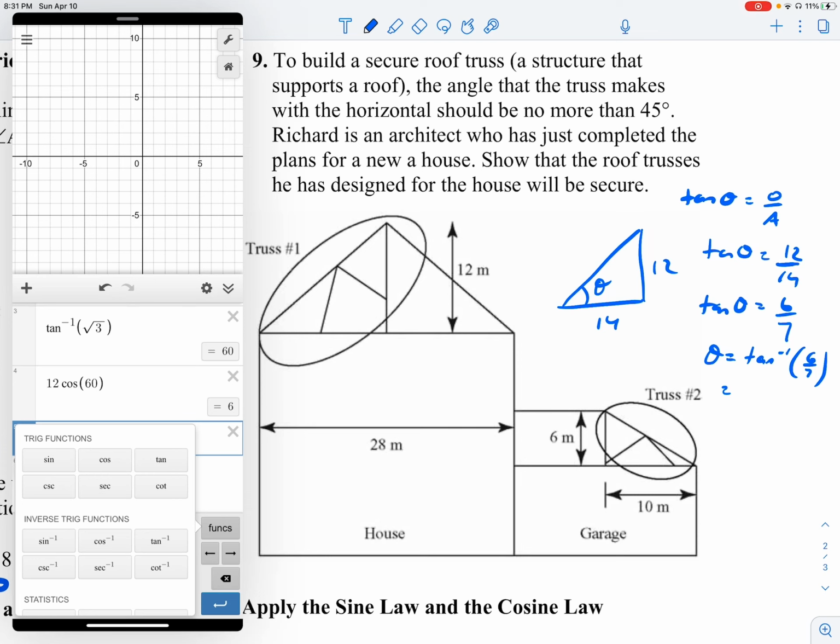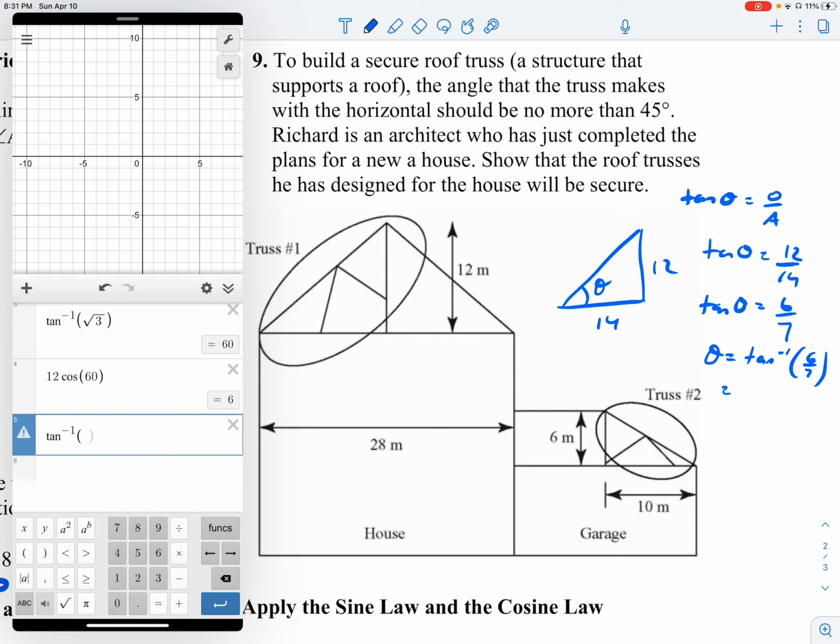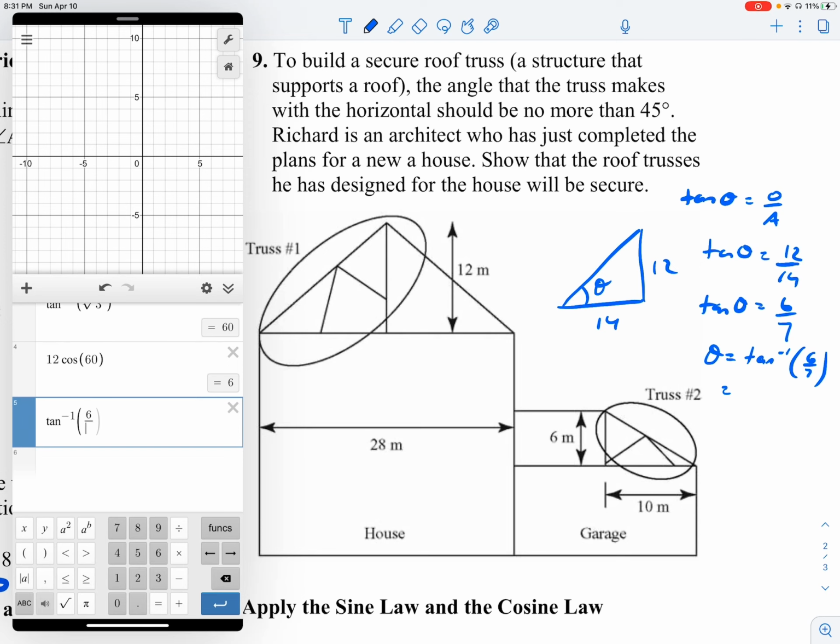So I hit the tan inverse button. You might have to do second tan for this to get tan inverse of 6 over 7. And it works out to 40.6 degrees. Okay, that's good. It just has to be no more than 45. So that one, this side is actually fine.